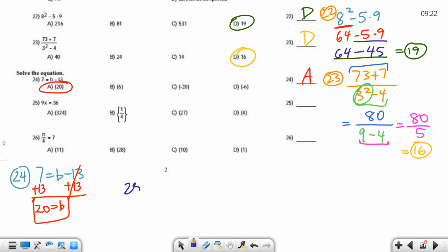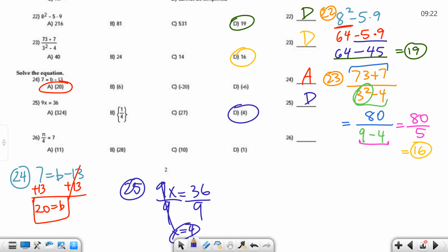So 25, you have 9x equals 36. Well, all the x's are on one side, numbers on the other. We just divide by the coefficient. Divide by 9. So what does x equal? 36 over 9 is 4. And 4 is our final answer, which in this case is D. And that gives us one more on this page here. n over 4 equals 7.